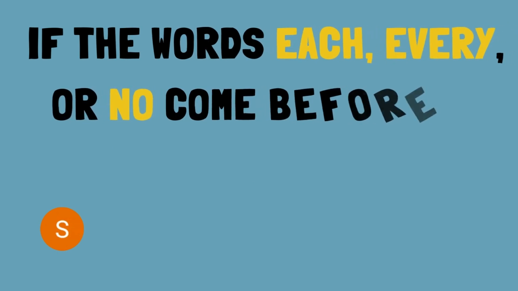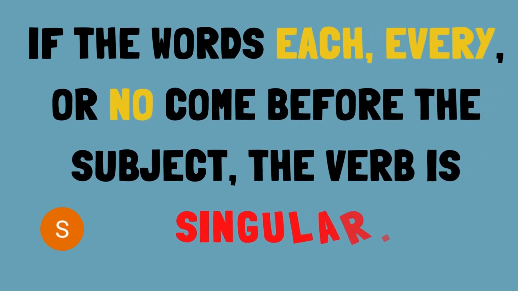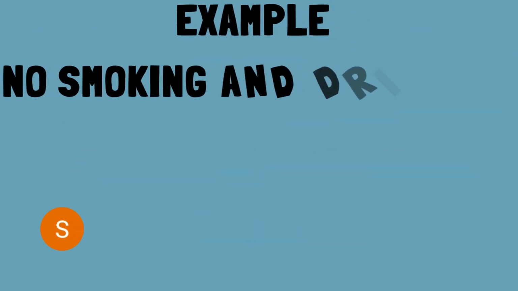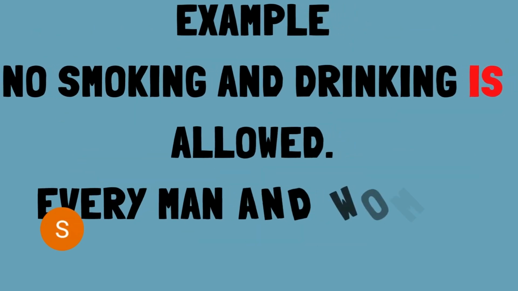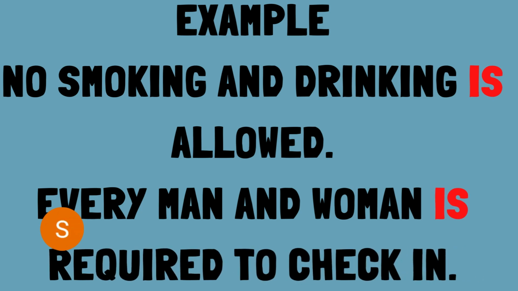Furthermore, if the words like each, every, or no come before the subject, the verb is always singular. Just check out these examples. No smoking and drinking is allowed. Every man and woman is required to check in. So here we are using no and every, and with that we will always be using a singular verb.